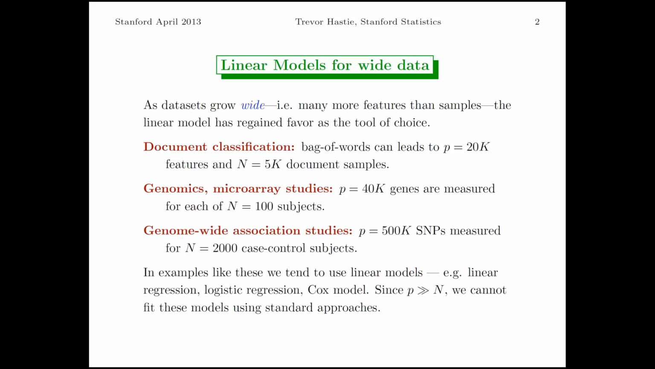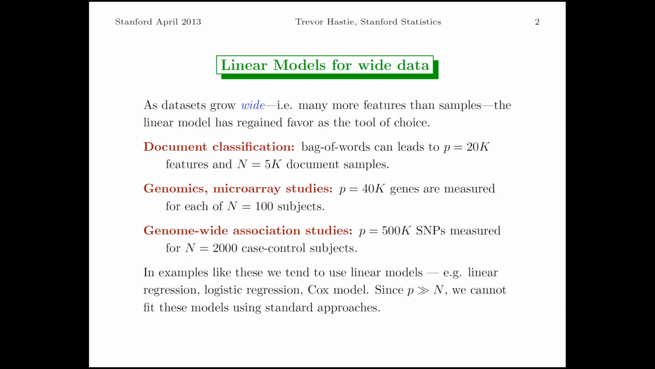In genomics, same thing, we might be measuring gene expression, have 40,000 genes and relatively small numbers of subjects, often 100, 200, 500 subjects. Genome-wide association studies, another example, 500,000 SNPs measured along the genome. That was 3 or 4 years ago. These days, 1 million to 2 million SNPs. SNPs are single nucleotide polymorphisms, essentially 3-level factors, and maybe you'll have 2,000 case control subjects. So these are all examples of wide data.